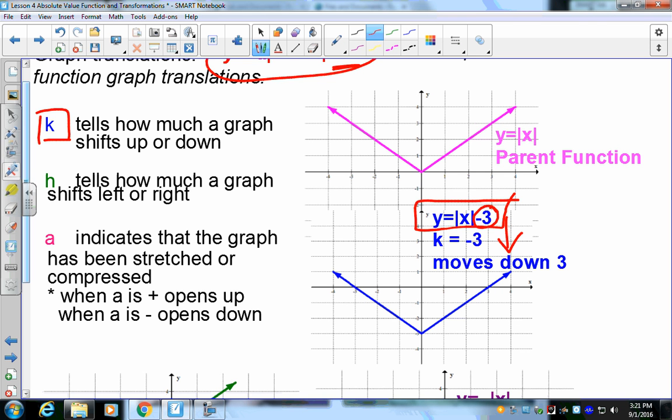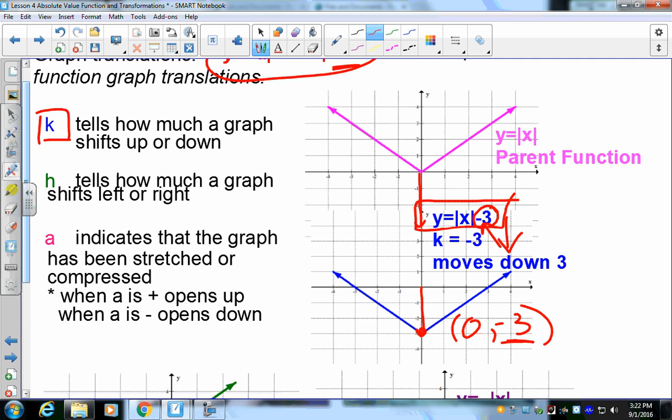Once again, a number being added or subtracted on the outside of the absolute value shifts the graph up or down in the expected direction. If it's negative, it moves down. If it's positive, it moves up. You can see from the pink graph to the blue graph, it shifted down 3. The vertex is now at 0, -3. So we can also say that this number is the y coordinate of your vertex, that middle point.